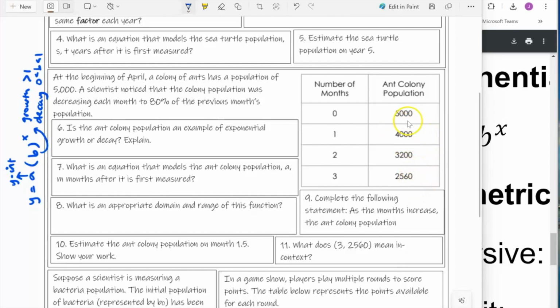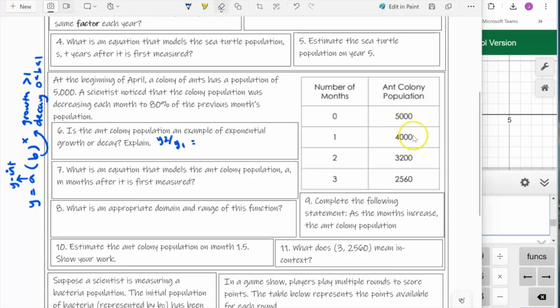Remember, you take the second one and divide it by the first one. You can also do the third divided by the second, or the fourth divided by the third, basically the one before it. You cannot do the fourth divided by the first. That's going to be wrong. So it has to be sequential, in order. The order does matter. So the second one, which is 4,000, divided by the first one, which is 5,000.